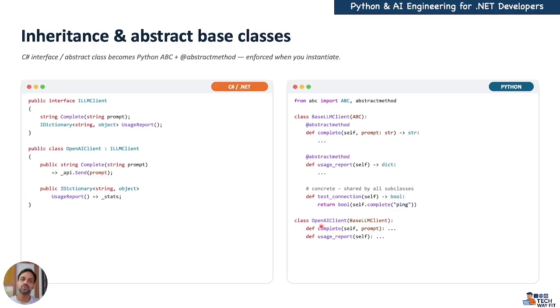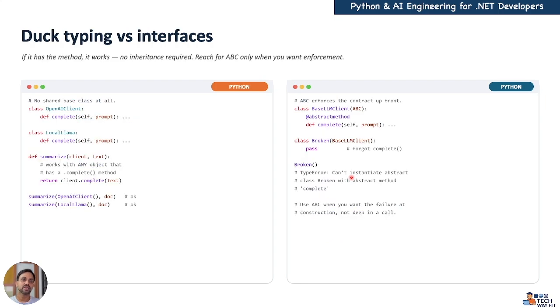Now if I want to create a specific implementation, let's say OpenAI client, I can just inherit from the base client, then implement the methods complete and usage report, and then I can use OpenAI client wherever I need a base LLM client. Okay, now moving on to the next part.